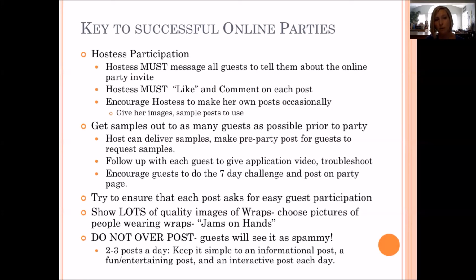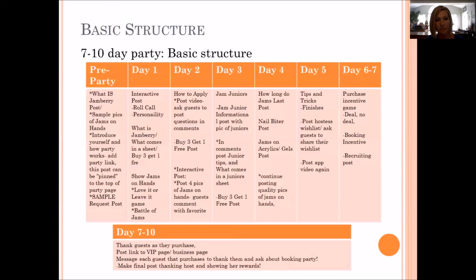So for example, if you posted about Jamberry Juniors, in the comments you can post more information about how to apply or what's in the sheet. That way it won't clog up people's news feeds. I'll show you an example of that in a moment. This is just a basic structure sheet. Definitely not something that has to be followed to the T, but it's kind of what I go through to keep in mind what I post each day.